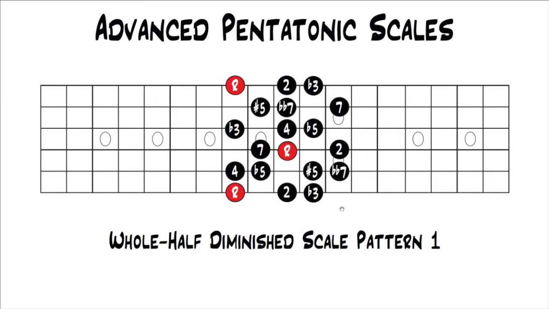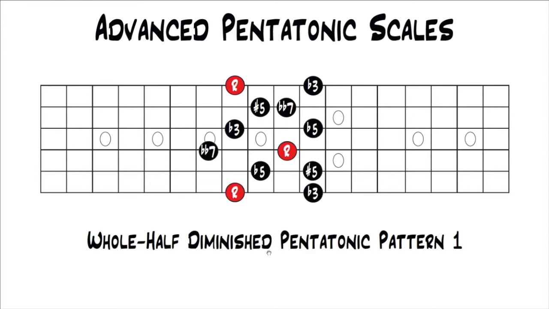The next scale is the whole half diminished scale, which is root, 2, flat 3, 4, flat 5, sharp 5, double flat 7. This one you have to remove more notes since this scale is actually 8 notes instead of 7 notes. So you could remove the 2, the 4, and the 7, and that would give you a pentatonic scale you could use for whole half, which would end up being root, flat 3, flat 5, sharp 5, double flat 7, which would be a really cool sound.